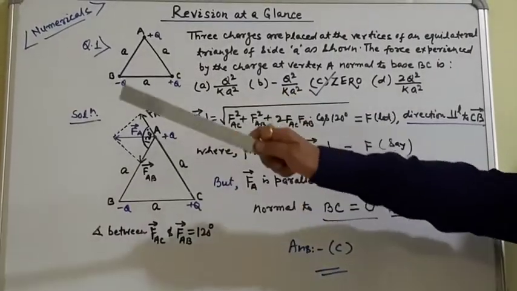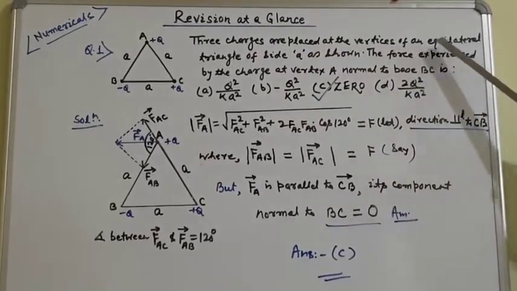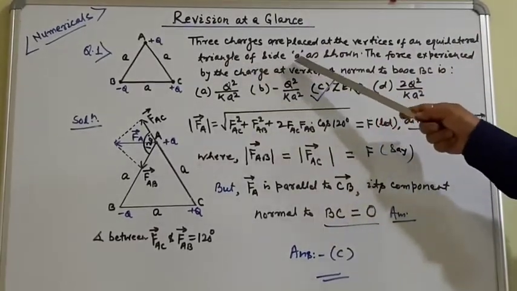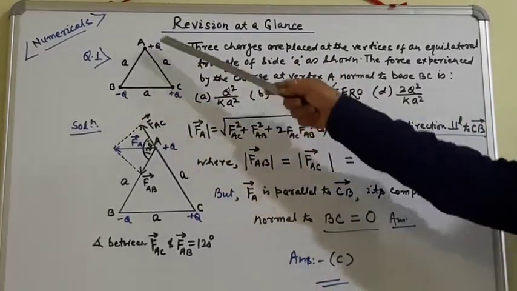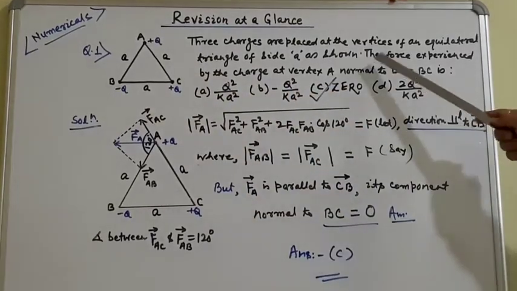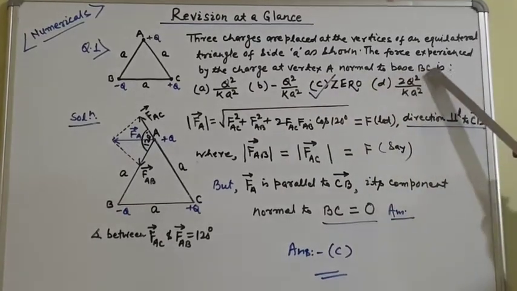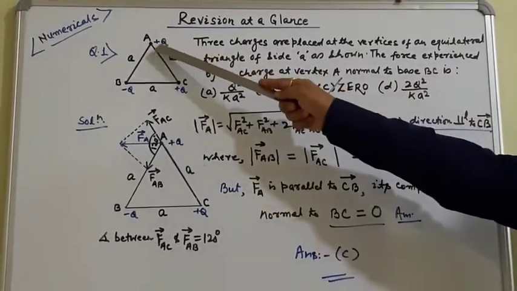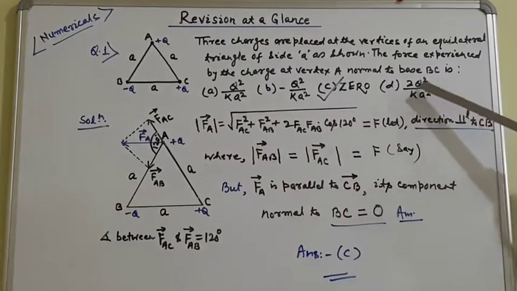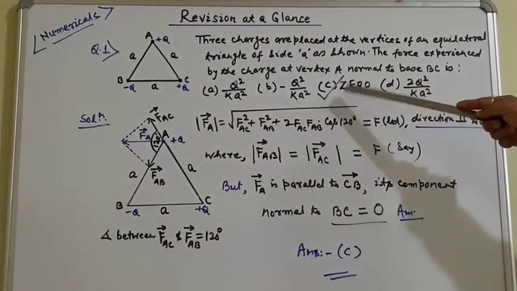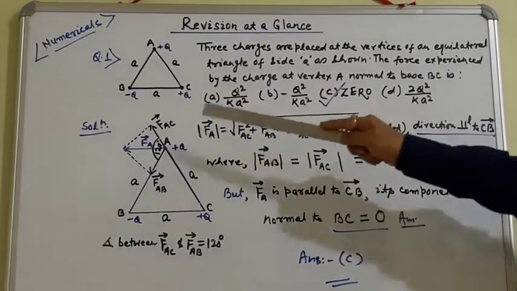See this first numerical. The question says three charges are placed at the vertices of an equilateral triangle of side A, as shown. Here the figure is drawn. Three charges plus Q, minus Q and plus Q are placed on the vertices of this triangle. The force experienced by the charge at vertex A normal to BC is what? It means the force experienced by this charge plus Q at point A normal to this base BC. Four options are given. Option C is tick marked, meaning it is the given answer. We will check whether the answer is correct or not, so we shall solve this problem first.